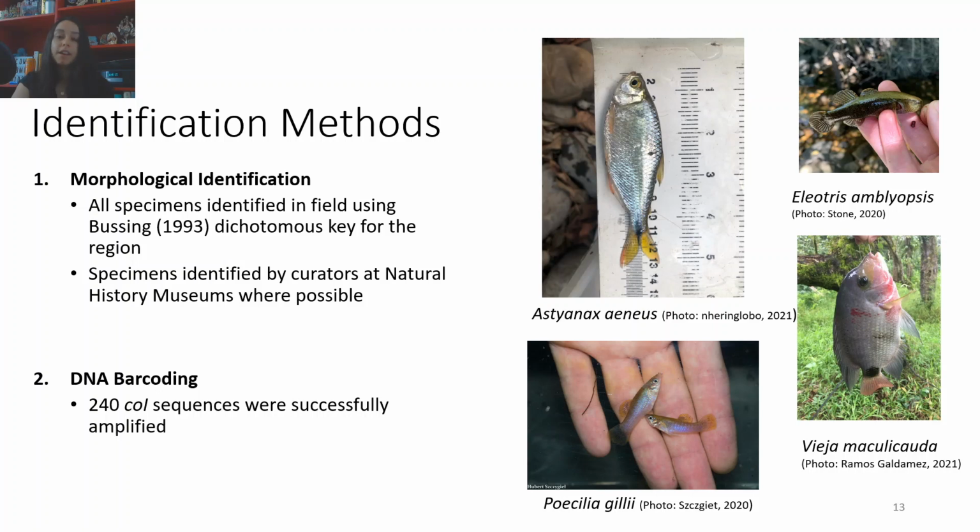To identify the specimens we captured, all of our specimens were identified in the field using a 1993 dichotomous key for the region, and specimens were also then identified using morphology by curators at natural history museums where possible. In addition, we implemented DNA barcoding, and we were able to successfully sequence the Cytochrome Oxidase Subunit 1 gene for 240 of our specimens.